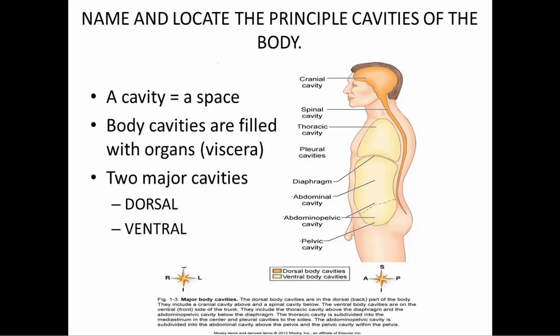The dorsal and ventral cavity then have subcavities within them. And so if we look at the dorsal cavity, there's actually the cranial cavity as well as the spinal cavity. The cranial cavity is where you find the brain, and the spinal cavity is where you find the spinal cord. The ventral cavity also has subcategories. We have the thoracic cavity, and then we have the abdominal pelvic cavity, which is made up of the abdominal cavity as well as the pelvic cavity. The diaphragm is the area that differentiates between where the thoracic cavity is and the abdominal pelvic cavity. It actually splits the two within the ventral cavity.